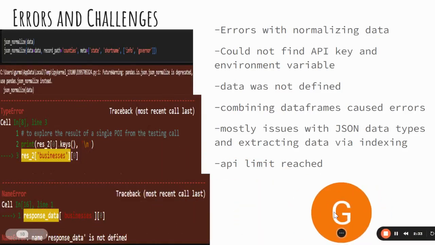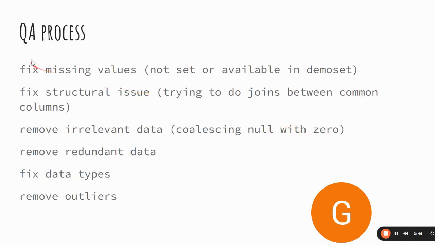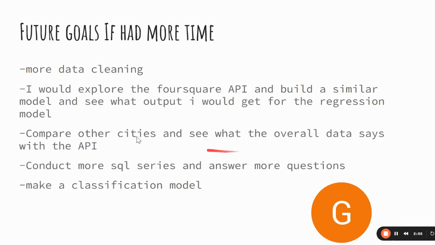There were some errors in this project with normalizing the data, couldn't find an API key and environment variable, the data was not defined. Combining data frames caused some errors or issues with JSON data types and extracting, and the API limit was reached, so I had to work around these issues. For the quality assurance process, I fixed missing values, fixed structural issues, removed irrelevant data, removed redundant data, and fixed data types and removed outliers. And then if I had more time, I would do more data cleaning.